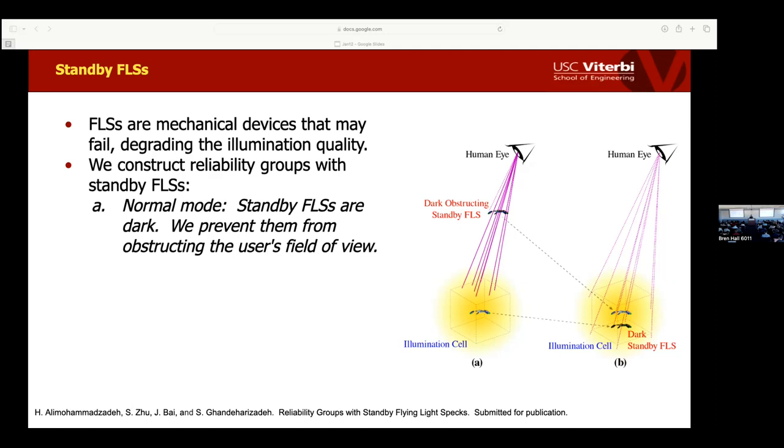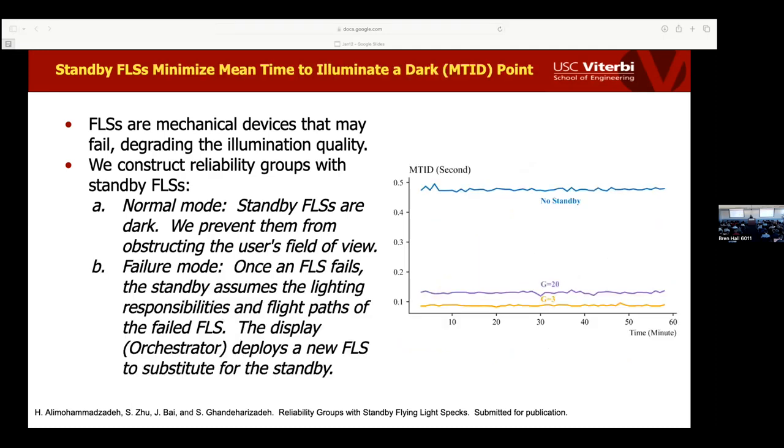That means there are the same number of standbys as the number of illuminating FLSs? No, we can control that. With a group size of 3, there are 3 illuminating FLSs and 1 standby. With a group size of 20, there are 20 illuminating FLSs and 1 standby. So all of that is configurable.